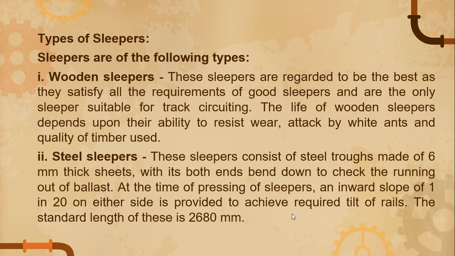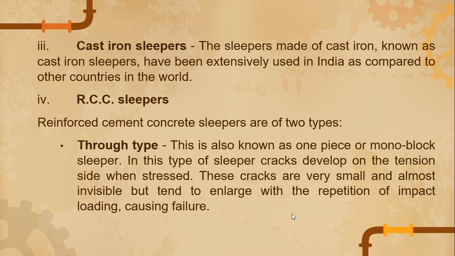At the time of the pressing of sleepers, an inward slope of 1 in 20 on either side is provided to achieve the required tilt of rails. The standard length of this is 2,680 mm. Cast iron sleepers. The sleepers made of cast iron, known as cast iron sleepers, have been extensively used in India as compared to other countries in the world. So ito yung mga type of sleepers na ginagamit mostly sa India.